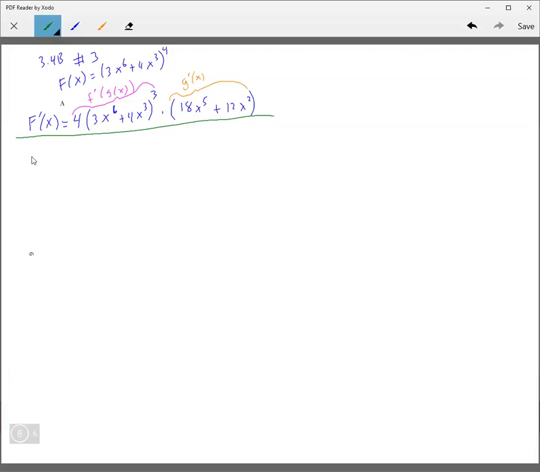This is from 3.6b, number 8. Okay, so I'm just going through that exercise. So here you have the f. You're supposed to find the derivative and also the domain of f.